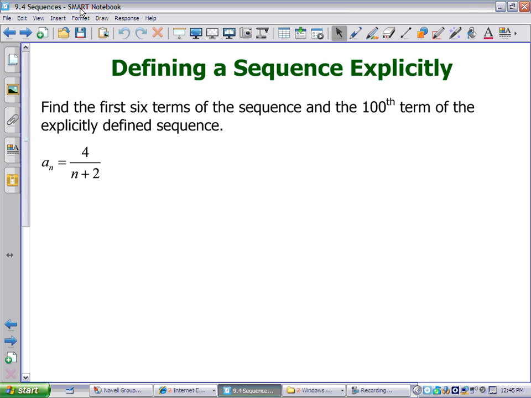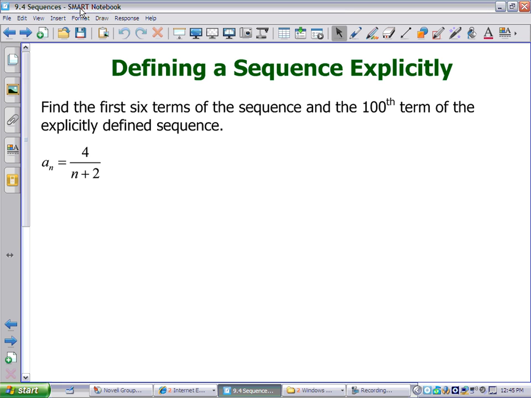This is section 9.4, sequences, and this is the first video, defining a sequence explicitly. When they talk about defining a sequence explicitly, they're basically stating that it's an equation that can be used over and over again, and they're asking you to evaluate it. So here it says, find the first 6 terms of the sequence and the 100th term of the sequence.